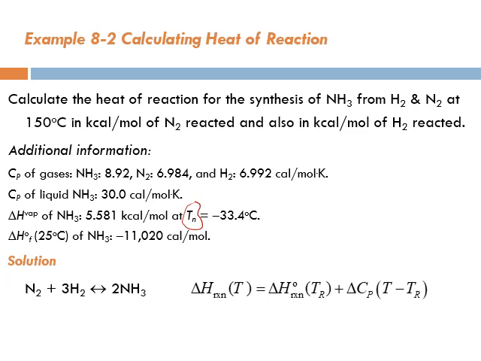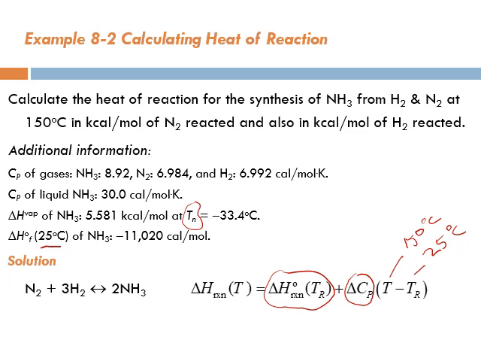Delta H reaction at any temperature equals the standard delta H reaction at a reference temperature plus delta Cp times T minus Tr. So what do we need to evaluate? Well, we need to evaluate this guy, and we need to evaluate the delta Cp. And then T is 150 degrees C. T reference is 25 degrees C. Tamam? Okay, because I have the delta H formation at 25.